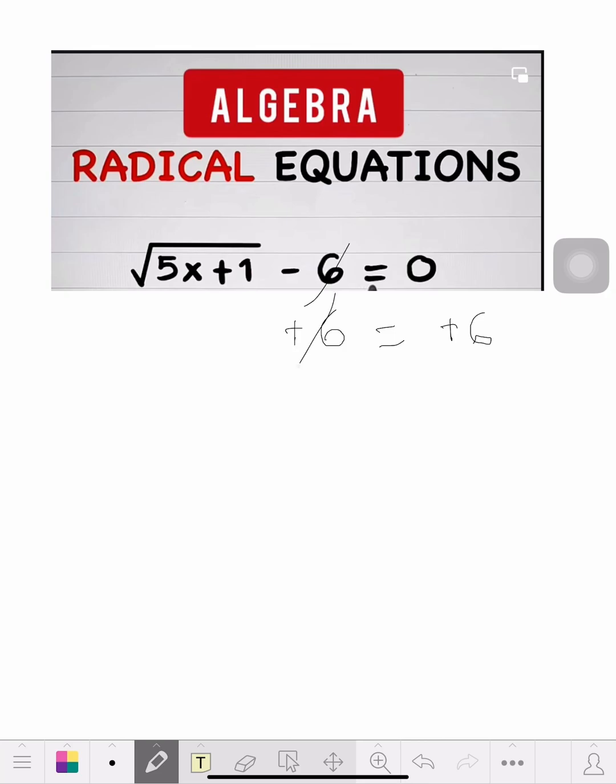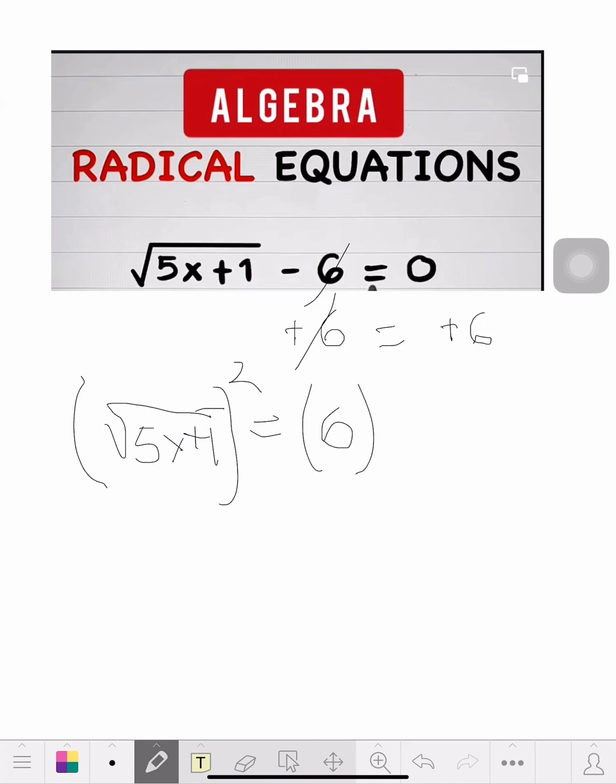These two 6's cross out, so it comes down to the square root of 5x plus 1 equals 6. So now, let's get rid of the square root sign. What's the opposite of the square root? Squaring the number, okay? So let's square both sides. We square this side and we square this side.